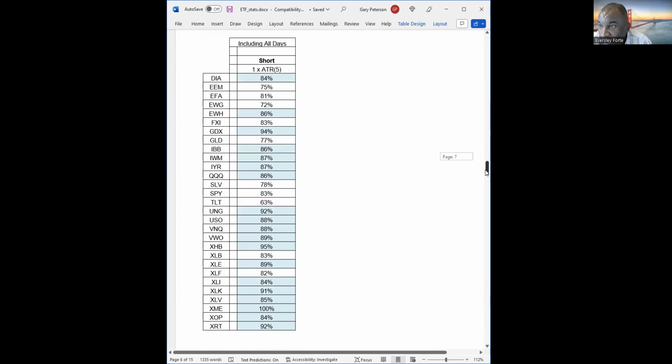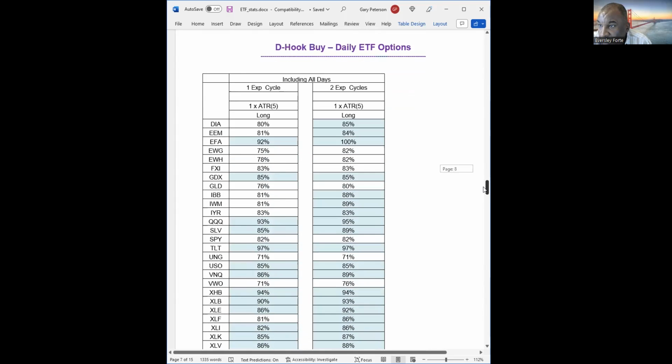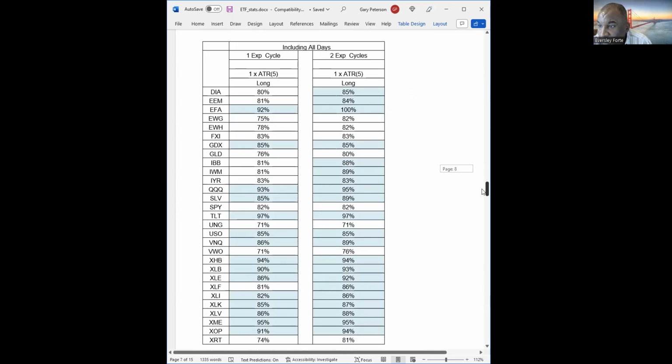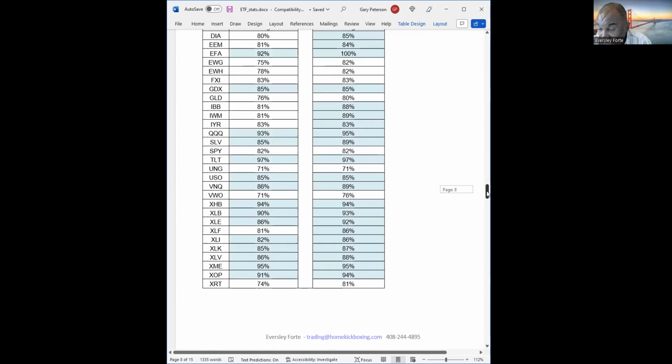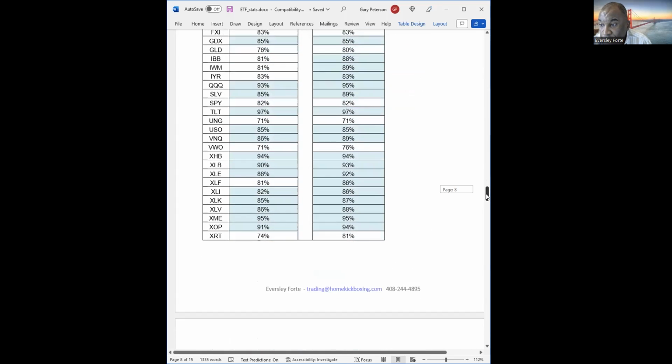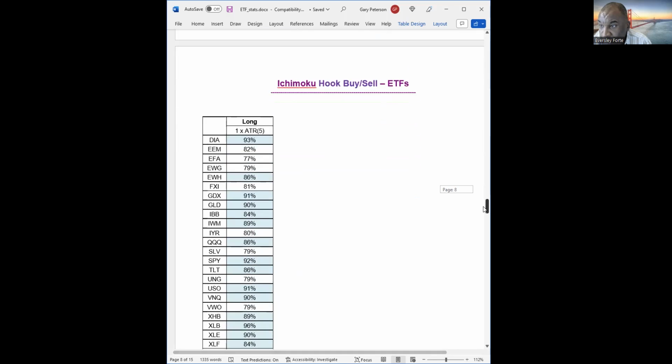T-lines, buy, sell. This is the short side. Same strategy, but on the short side. D-hook. Once again, one of our strategies. The more time you have, the better chance you have of success. You know which ones to trade, which ones to not trade. Don't assume one strategy works on everything the same way. It does not. Not every market moves the same way. So you need to know your numbers.